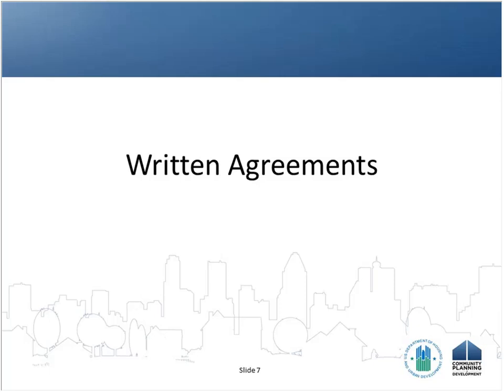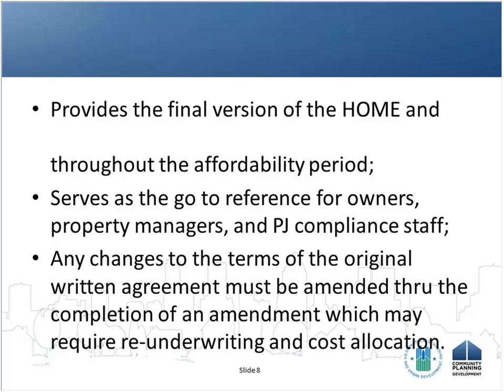And really what we're doing with this initial occupancy restriction is giving a first shot for rental of those units to households that have a little bit lower income and would be having a harder time getting affordable housing within that market. So there are some options for how the PJ might deal with that. All right, so let's jump into our written agreements.